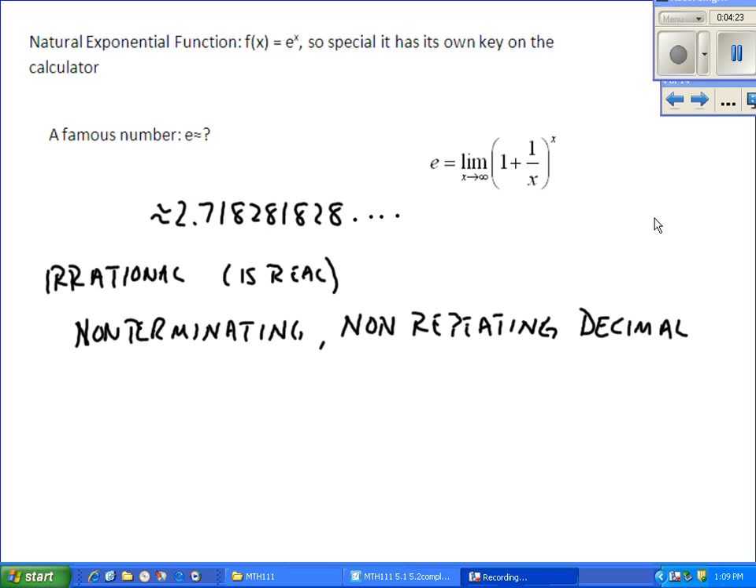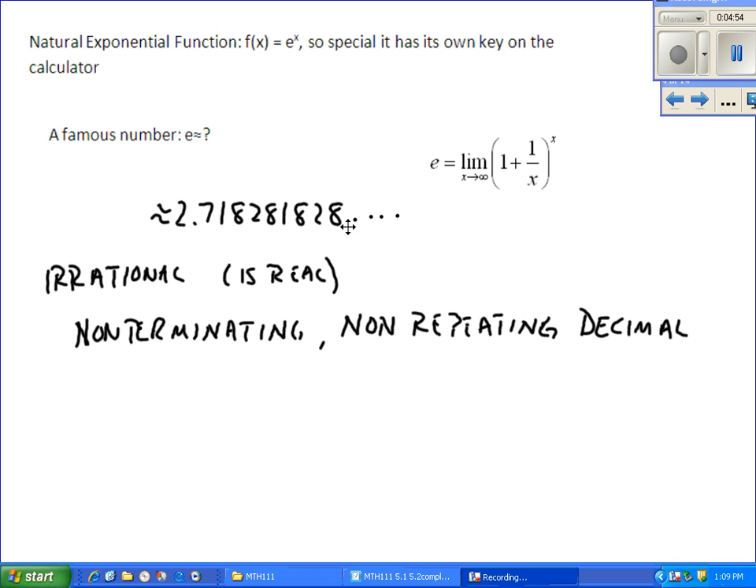Okay, the natural exponential function is what we call f of x equals e to the x. E is a number so special, it's actually got two keys on the calculator. One is e to the x, and one is just a plain e. The formal definition of e is the limit as x gets very, very big of (1 plus 1 over x) to the x. If you're interested, you might put this into your calculator, take a look at the table, and see what happens as x gets larger and larger. It's kind of interesting. What it's going to do is approach this number, 2.7182818.